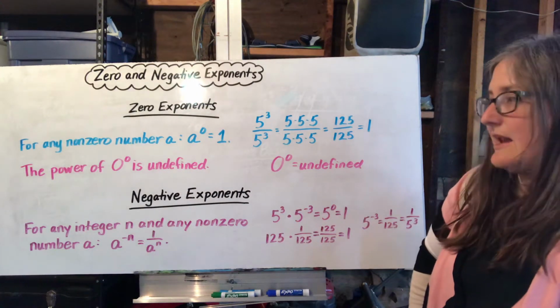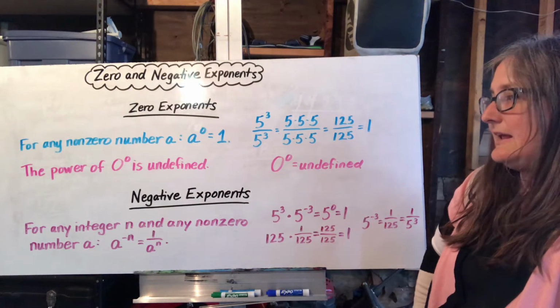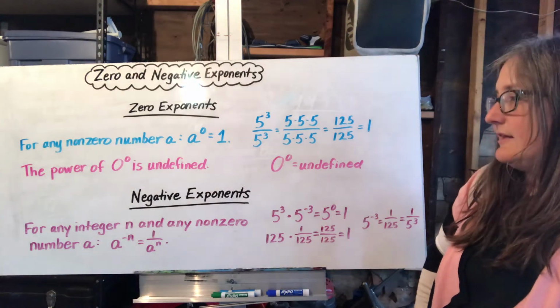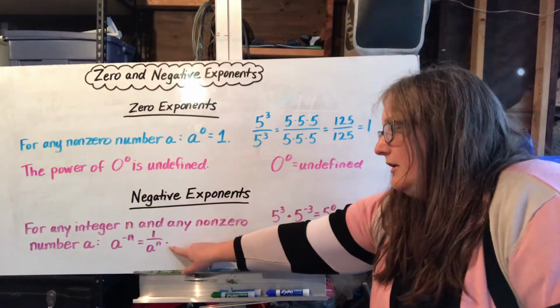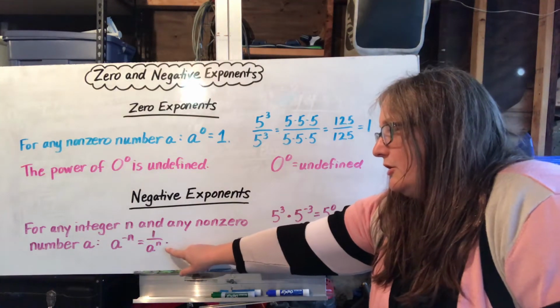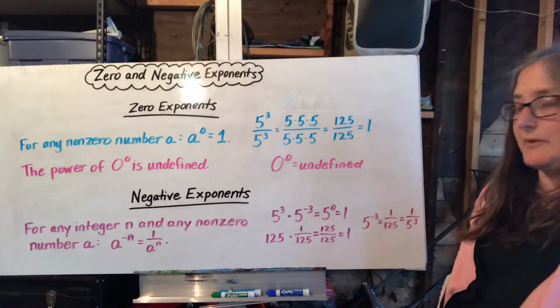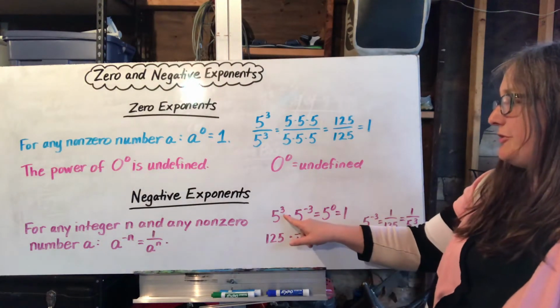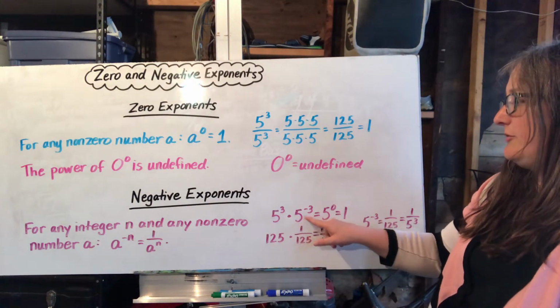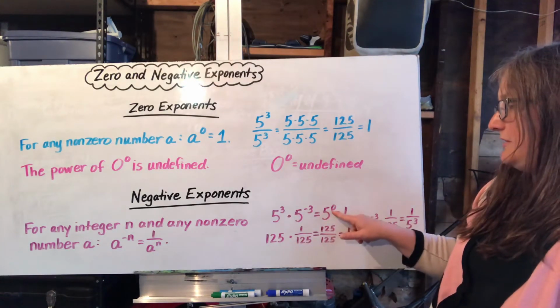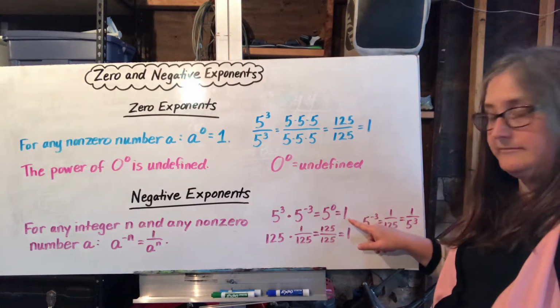When we're talking about negative exponents, any integer to a negative power is the reciprocal of that power to a positive power. So think about it this way. 5 to the third power times 5 to the negative third power. Together, add these up, we'll get 5 to the 0 power, which we now know is 1.